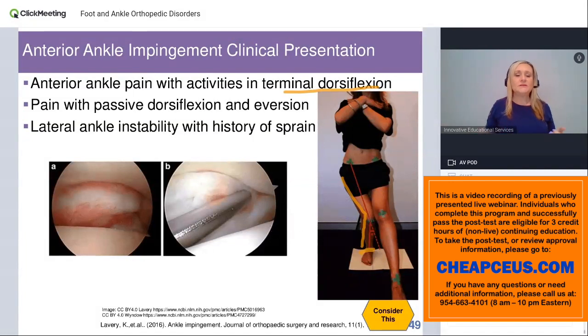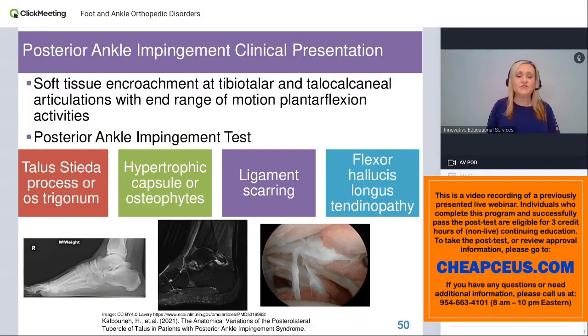What can happen is they may have a little extra soft tissue in there, a ligamentous scarring that has happened, osteophytes could have formed in the area. It could be a little synovial thickening that has occurred for that individual.